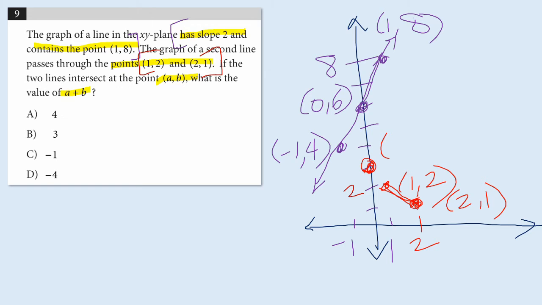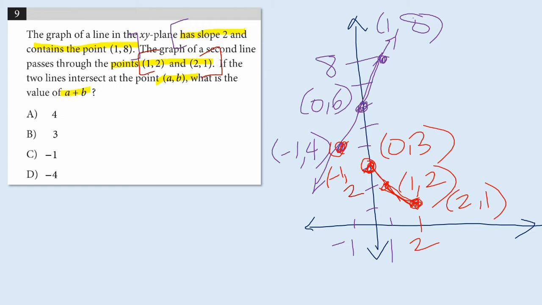All right. So let's actually go one more point. So if I go one more point to the left, it's going to go up one more point. And what do you know? I'm at the point (-1, 4).